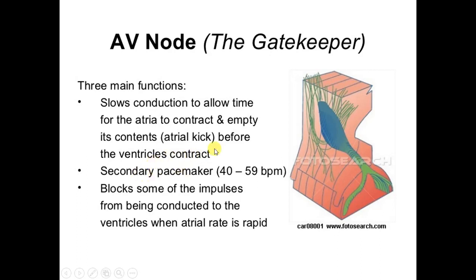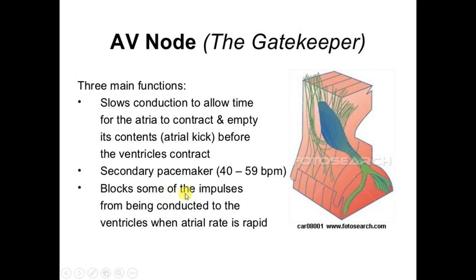Secondary pacemaker. If SA node stops functioning due to some disease process, then the pacemaker function is taken over by the AV node. So the ventricles can be kept under control at the rate of 40 to 60 beats per minute. Then AV node acts like a pacemaker. The atria will not be controlled, but it controls the contraction of the ventricles, which will be regular at the rate of 40 to 60 beats per minute.